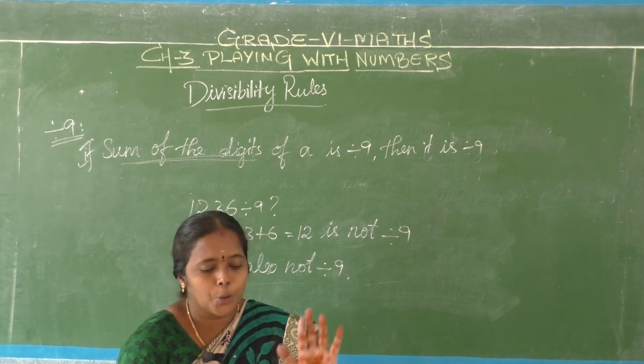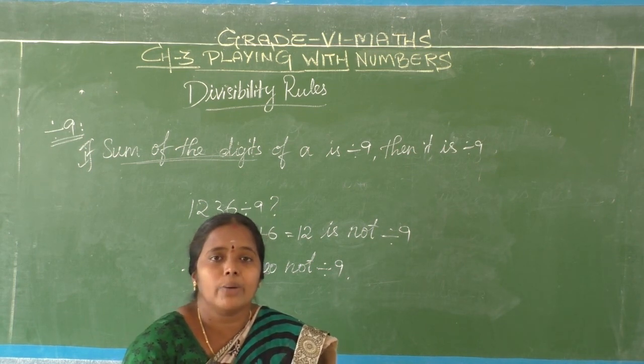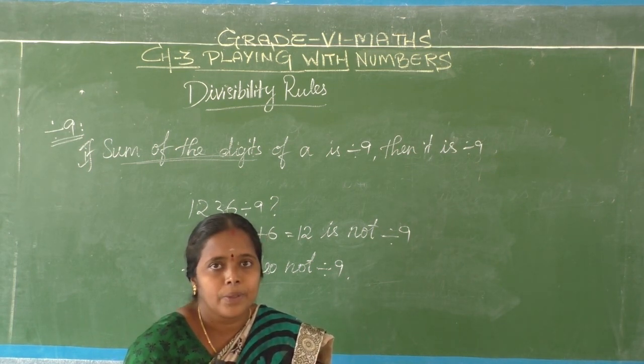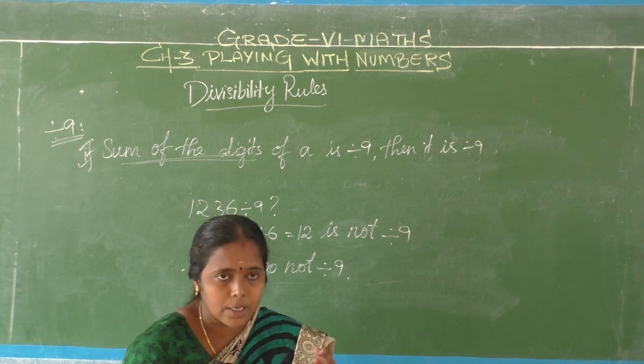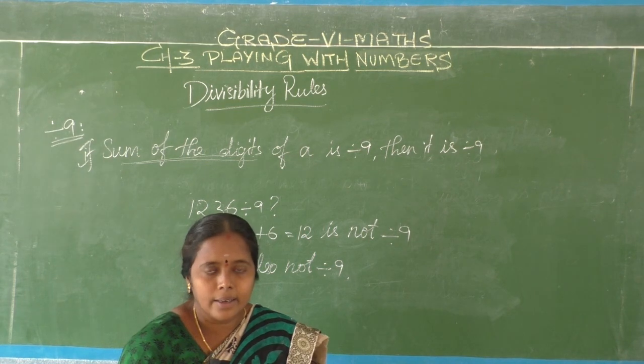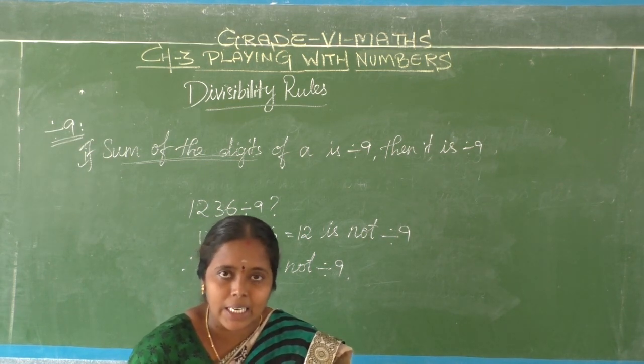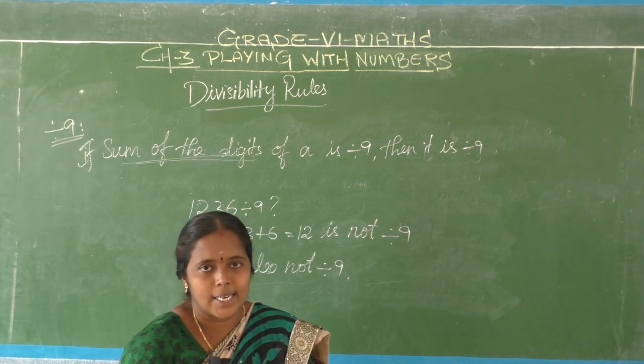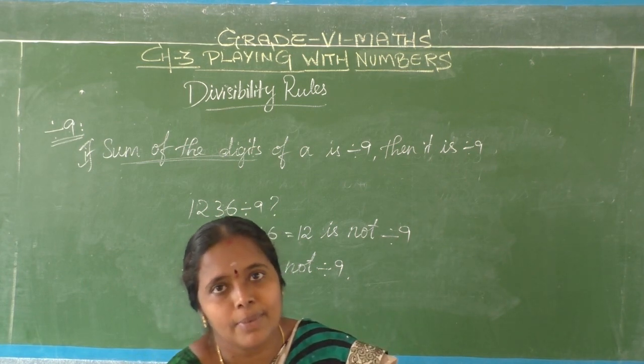Clear, children? Up to this is enough. Today we have discussed divisibility rules for many numbers: 2, 3, 4, 5, 6, 8, 9, 10. Clear? The remaining 7 and 11 I will tell you in the next class. A worksheet based on this will come, take practice.